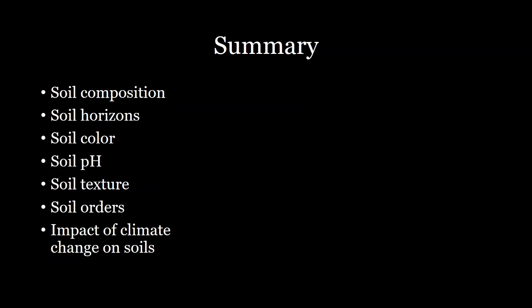In summary, we covered soil composition, soil horizons, soil color and what that means for the soil chemistry. We talked about soil pH and how that affects nutrient availability. We talked about soil textures and how to classify soil textures. We talked about the 12 different soil orders. And then we talked about the impacts of climate change on soils.